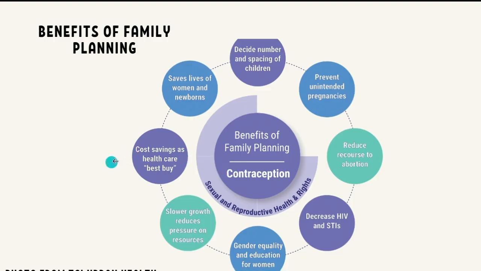And then there are cost savings on healthcare, right? Children are expensive, so it goes back to resources. If you cannot afford it, don't go down that road. Because when you have five people in the house, you know how that goes, plus your health insurance and stuff like that. And then it saves the lives of women and newborns.